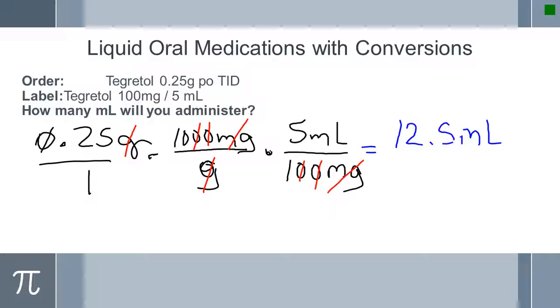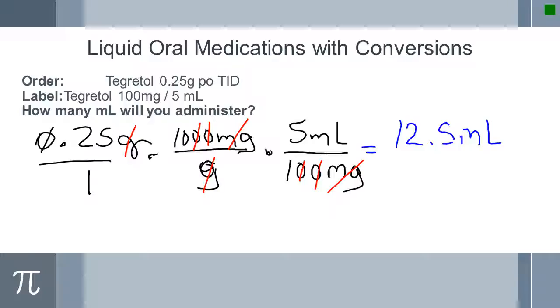And I know I need my grams to cancel. So I'm going to put it on the bottom, my 1,000 milligrams on top. Then I'm going to put my milligrams for my label on bottom, because I have 100 milligrams and 5 milliliters. So there, I'm going to cancel. Remember, cancel our labels. My grams cancel. My milligrams cancel. I'm left with milliliters.